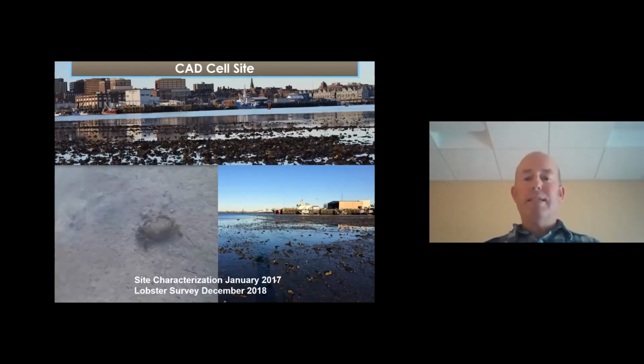As part of the CAD cell investigations, we did both intertidal and subtidal characterizations, and a lobster survey. These photos were taken at a -2 tide, so portions of the CAD cell site were exposed. It's all silty, sandy silt. There's a European oyster bed that has colonized the area, which is a non-native species. And the deeper portions of the CAD are just the silty bottom, primarily dominated by green crabs.